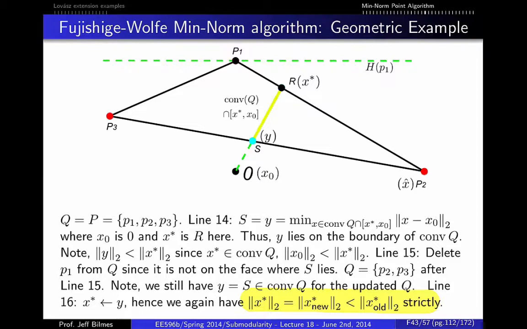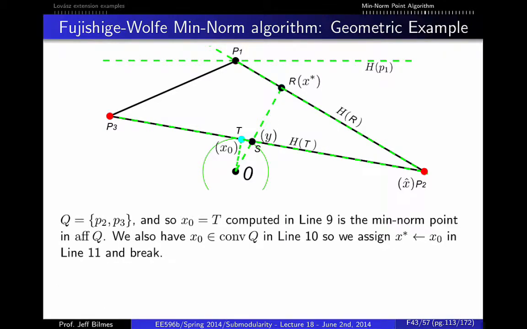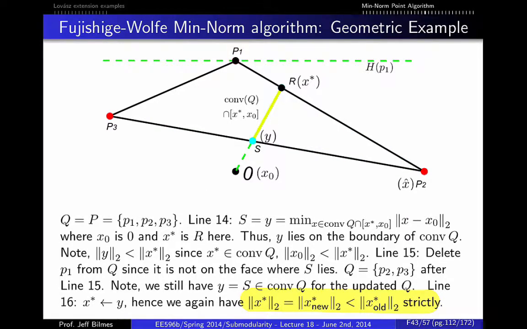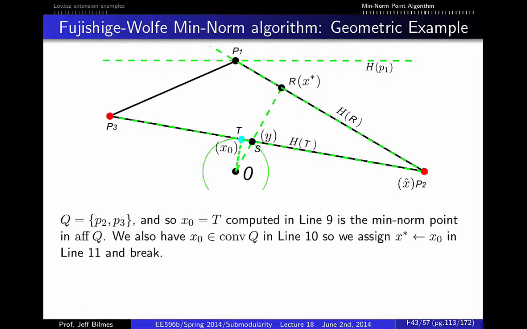Okay. So do I have a picture for that? The new x star? Yeah, so here, I think this is going to be the new x star down here. And this is the old x star, and we're strictly better in this example. We're not at the minimum norm point yet. The minimum norm point is this light blue point.